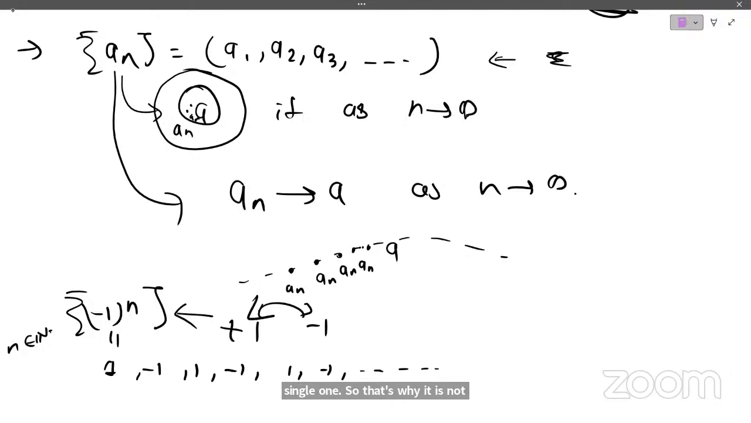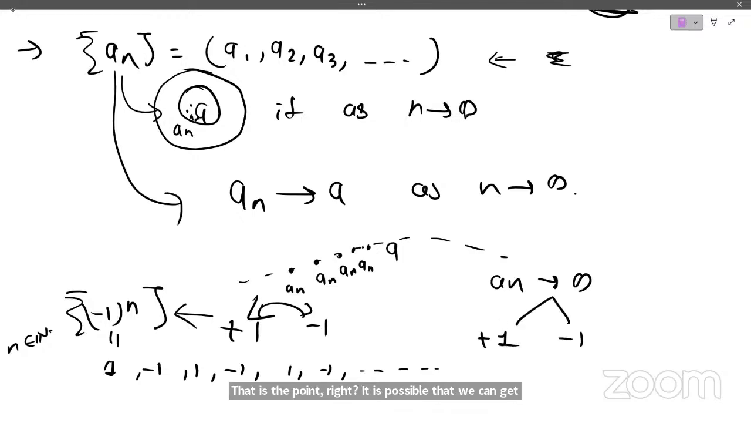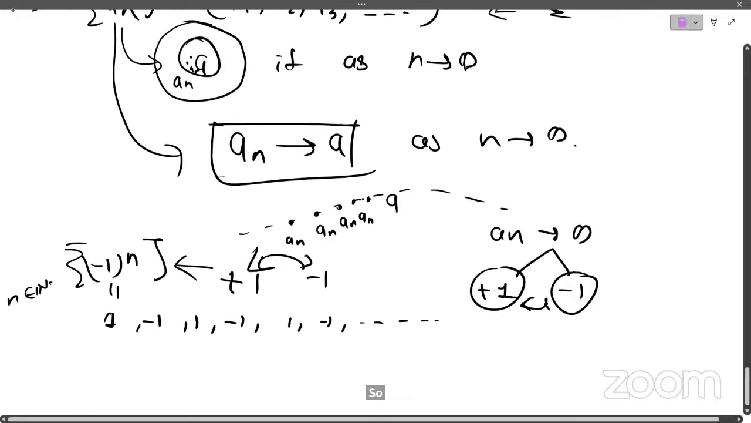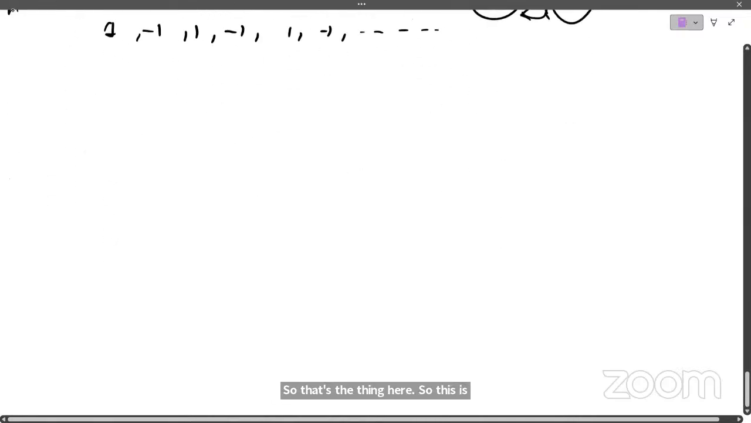It has limit points, but it is not convergent because it is not going to a single unique point. That is the point, right? Because as n goes to infinity, we can get +1 and -1 both. We are always jumping between +1 and -1. We are not getting a single unique value which we get closer and closer to, right? So that's the thing here.